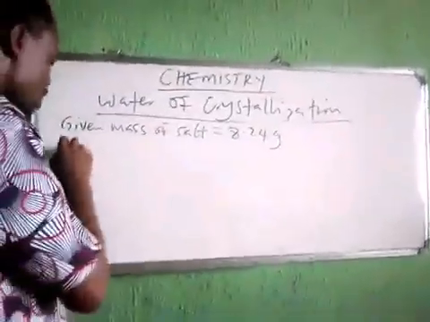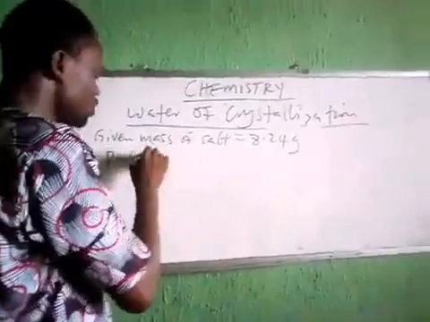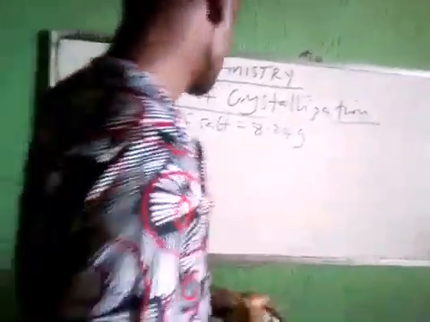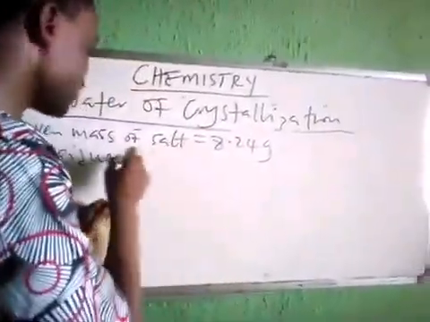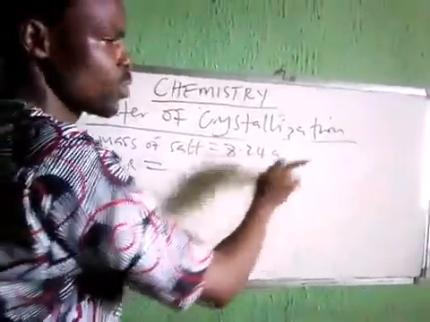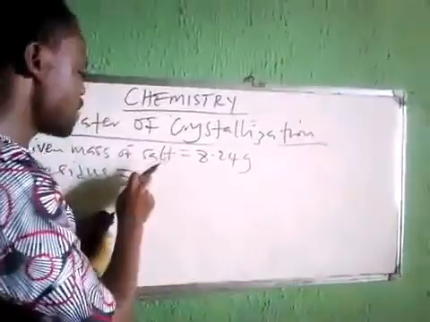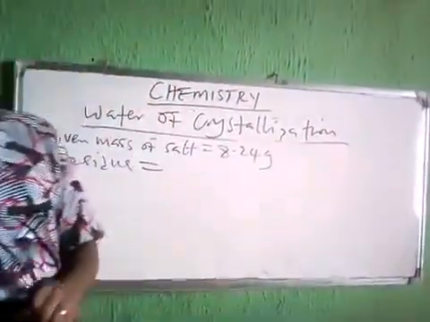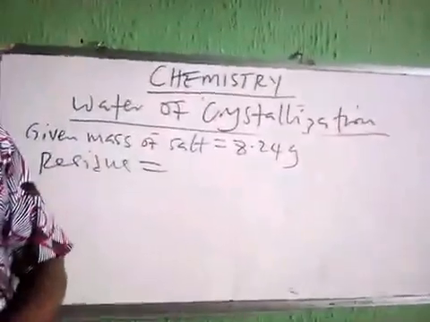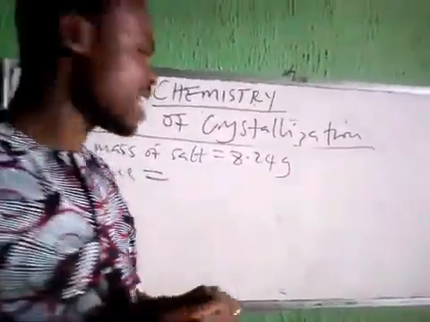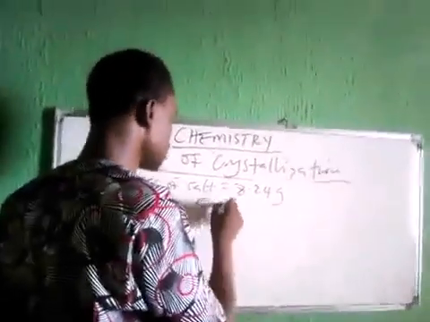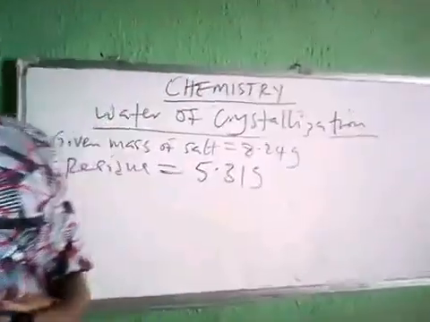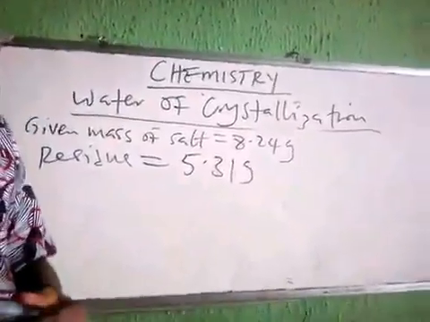Then you have residue. When you say residue, it means that when it was heated to a constant temperature, what mass was now left? Because when it was heated, some water will leave it. Then a mass will be left. That is what we call the residue, the mass remaining after evaporation. So after heating, what is remaining is 5.31 gram.